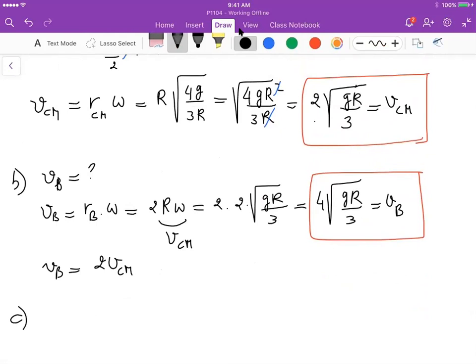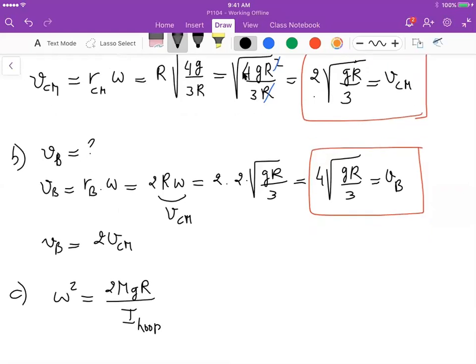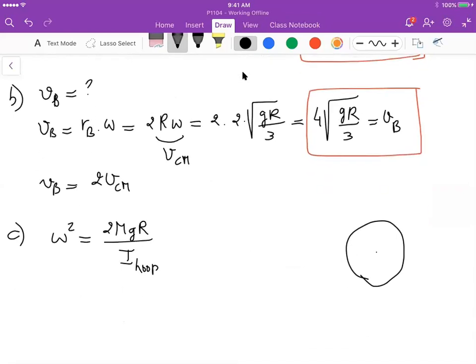And in part C, we will have a hoop instead of this. So in this case, we will have omega squared is equal to 2 times m times g times r divided by I of the hoop. Right? Because actually it's the same case, since if we have a hoop, the center of mass is at its center. So practically when it rotates from the horizontal position to the vertical position, the difference in the gravitational potential energy is also defined by mg times r. So we get the same result.